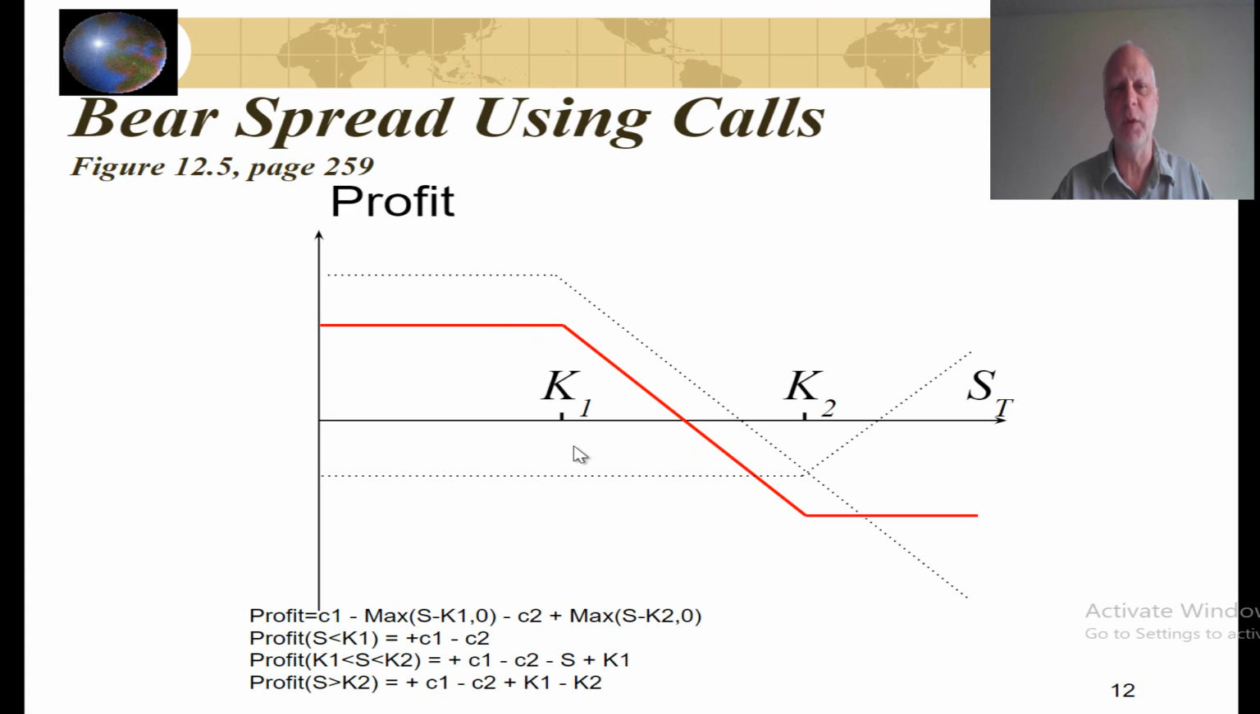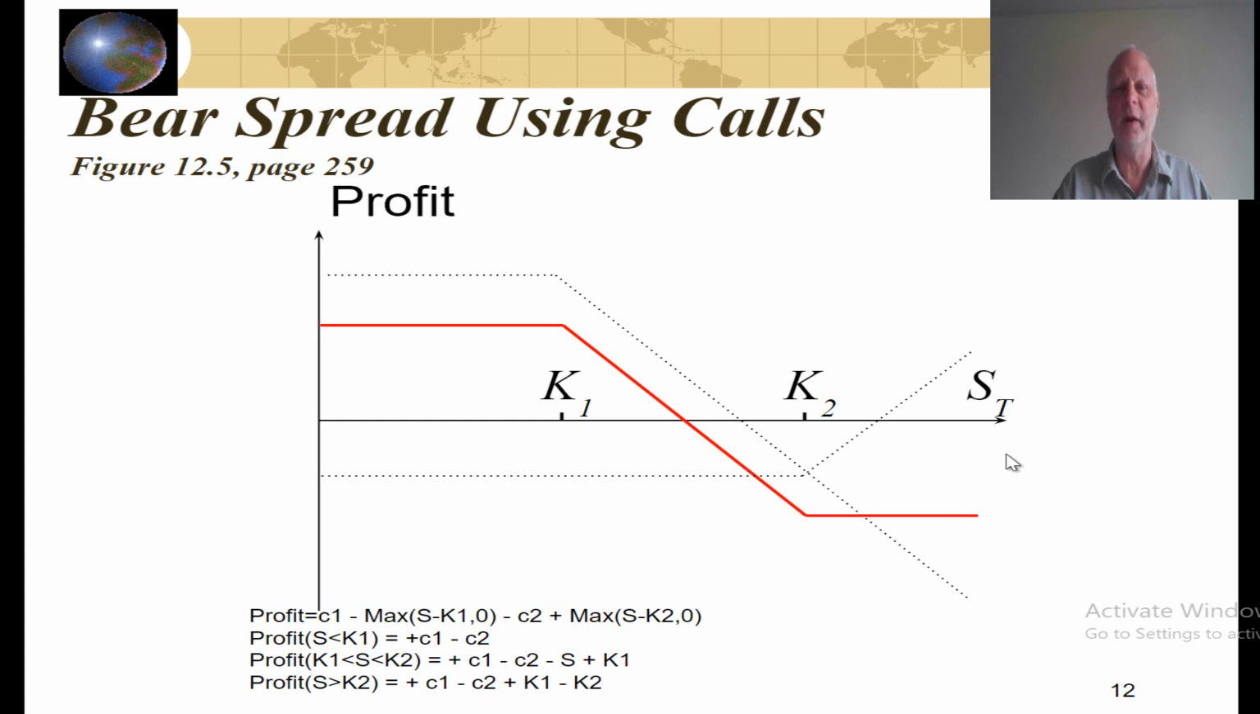For the stock price between K1 and K2, if S is greater than K1, our first option here is in the money, and we end up with S minus K1, but our second option here is out of the money, so this goes to 0. We end up with plus C1 minus C2, minus what we get right here, which will be a minus S, and then a minus on a minus K1, plus K1. We will check at our transition point. If S equals K1, this goes away, and we end up with what we had for our first equation, plus C1 minus C2.